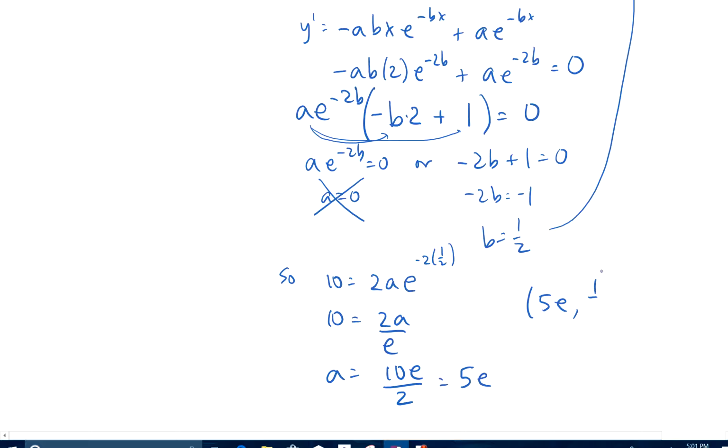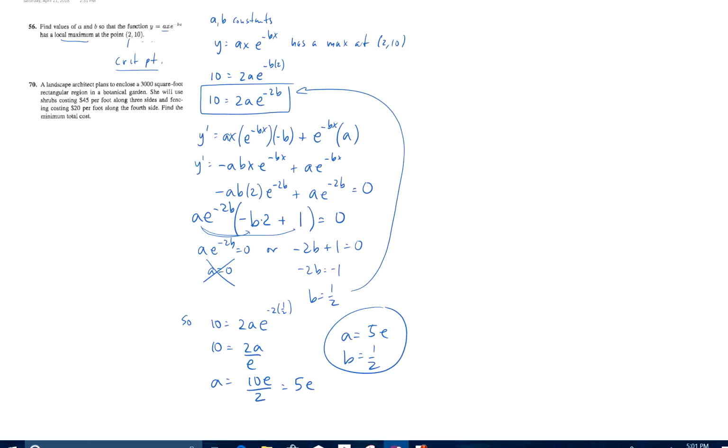So here's my point, 5e, 1/2. I'm sorry, not my point. These are my values: a is 5e and b equals 1/2. Those two values make this equation have a maximum at (2, 10).